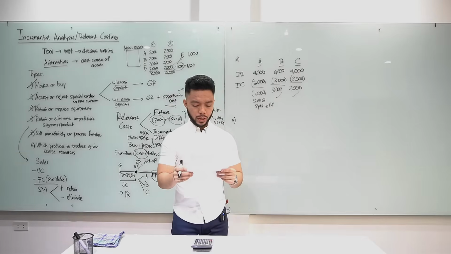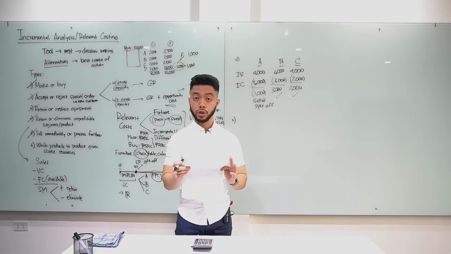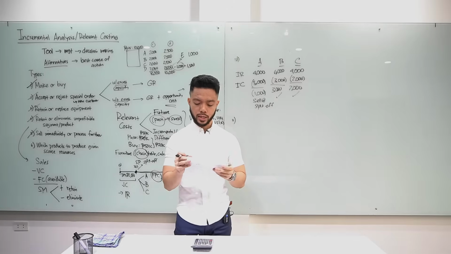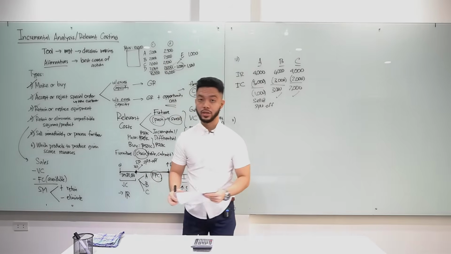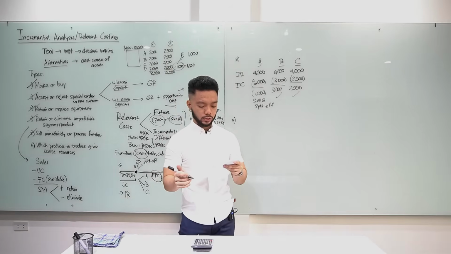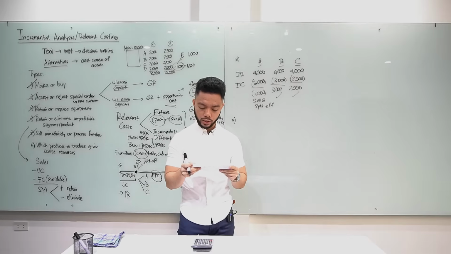Ganun pa rin. Two products, X and Y, emerged from a joint process. Product X has been allocated 9/6 of the total joint cost of 12,000. Joint cost. Irrelevant kasi past cost na yan. Okay? A total of 9,000 units of product X are produced from the joint process.